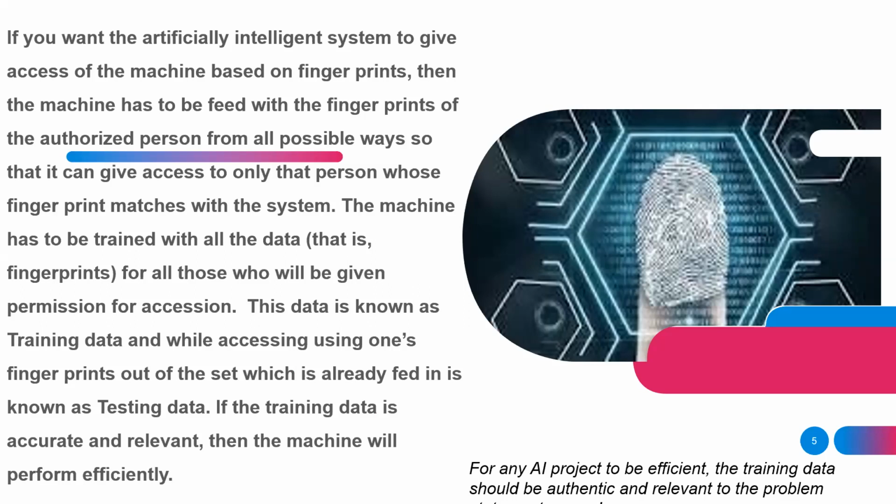When you were studying about the computer center, we learned about the GIGO principle, right? What is the meaning of GIGO? Garbage in, garbage out. It means if you are giving the right, correct, accurate information, you will get an accurate result. For any AI project to be efficient, the training data should be authentic and relevant to the problem. You should remember this while collecting the data.